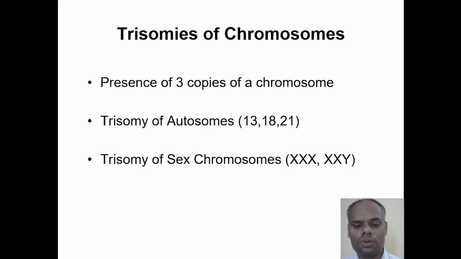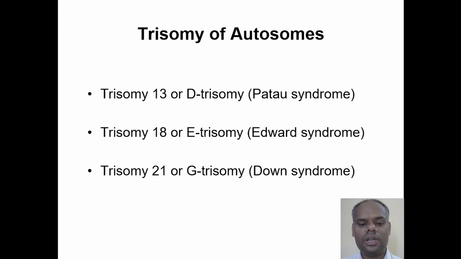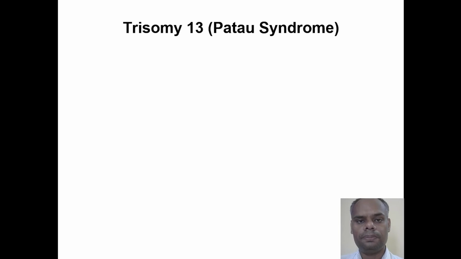During trisomy of a chromosome, there will be presence of 3 copies of the chromosome. Trisomy of autosomes 13, 18, 21 also happens. There are trisomies of sex chromosomes, XXX, XXY also. For example, the trisomies of autosomes include Patau syndrome, which is trisomy of chromosome number 13. Edwards syndrome has a trisomy of chromosome 18, whereas Down syndrome has a trisomy of chromosome number 21.